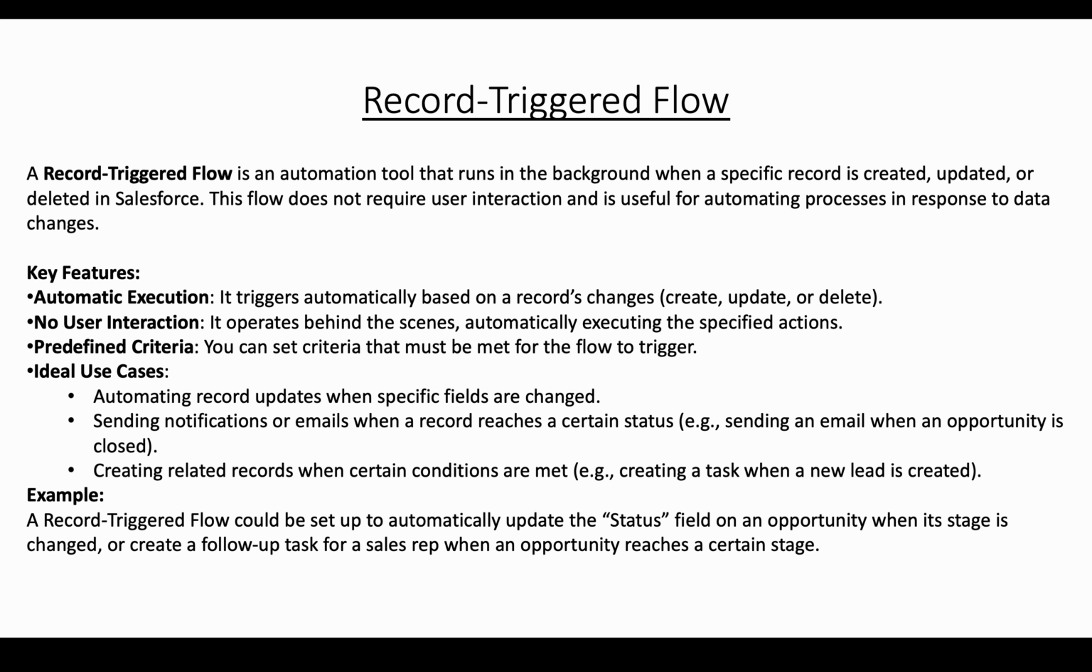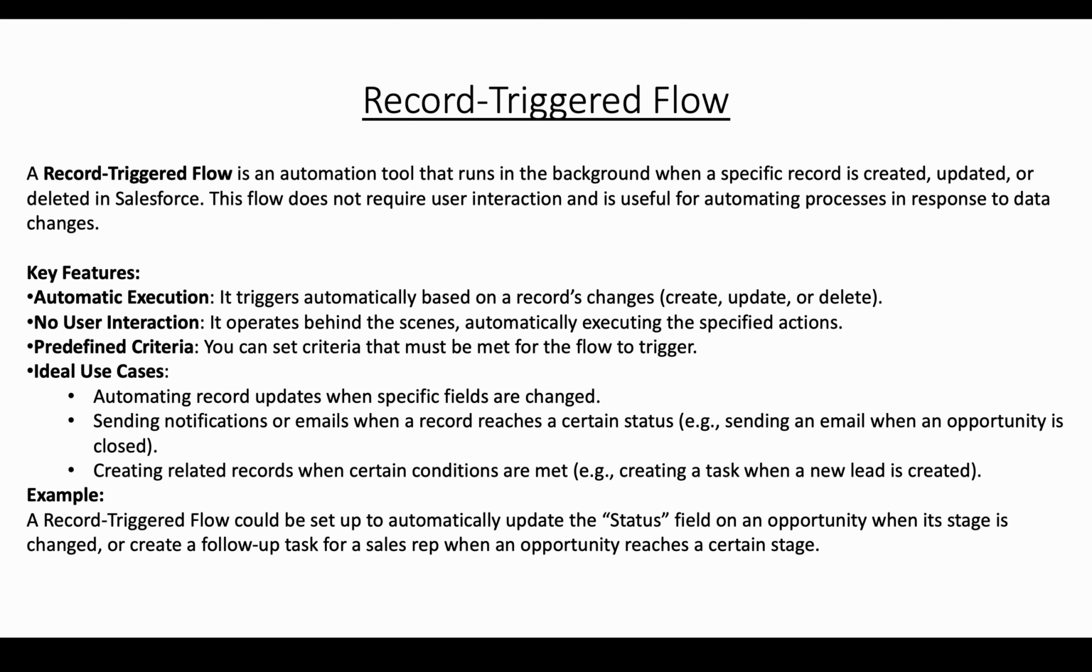Automatic execution: it triggers automatically based on record changes, create, update, or delete. No user interaction required here. It operates behind the scenes, automatically executing the specified action. As we mentioned, user intervention is not required, it automatically executes the specified action. And you can set criteria that must be met for the flow to trigger. You just need to set the criteria, and in the backend it will automatically run.